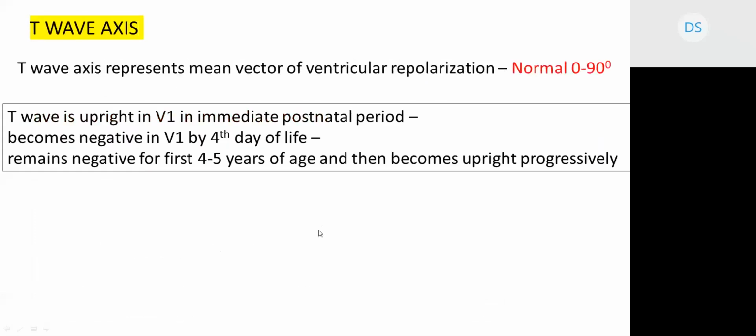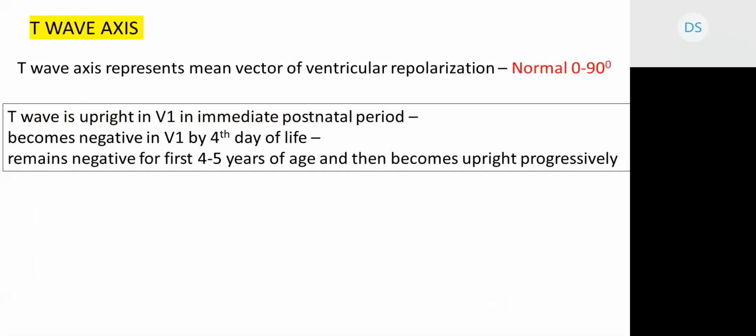Now, coming to the T wave axis. As we know, the T wave axis is decided based on the vectors of ventricular repolarization, and normally it ranges from 0 to 90 degrees. However, it's going to be different for different age groups because there is going to be right ventricular hypertrophy in a newborn. So, the T wave is normally upright in V1 in the first 3 days of life.